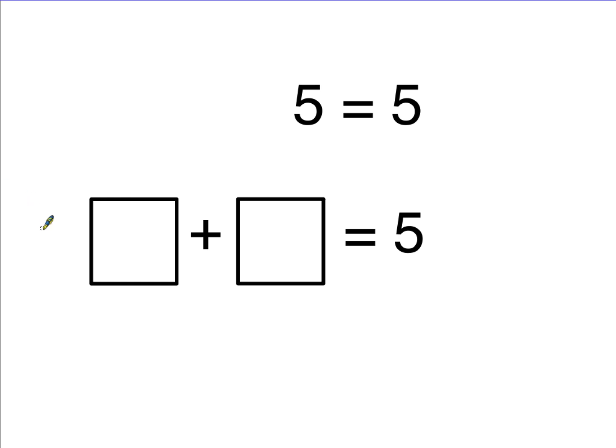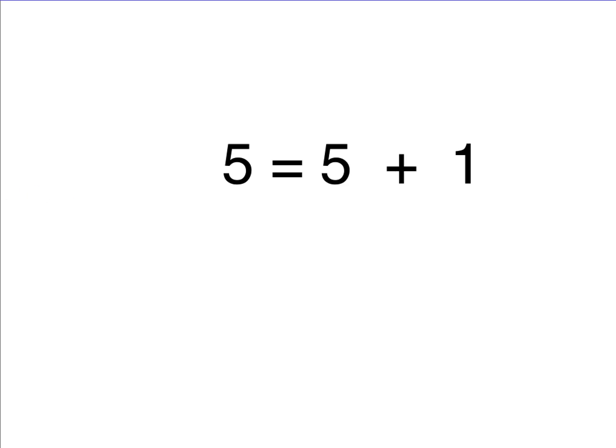So now we could think of some numbers that we can put in this box. You can do that for me. If we have to have 5 on this side, because there is 5 on this side, what are some numbers we can put in here? We could do 2 and 3. You could pick some other numbers.